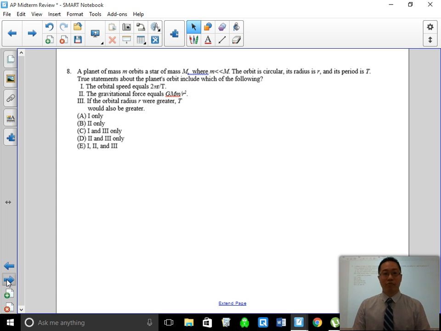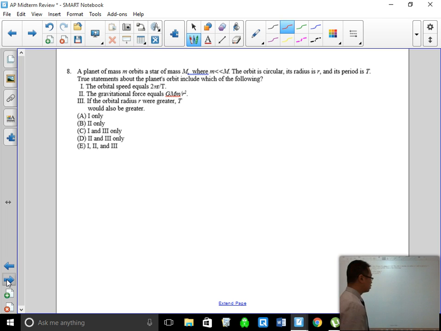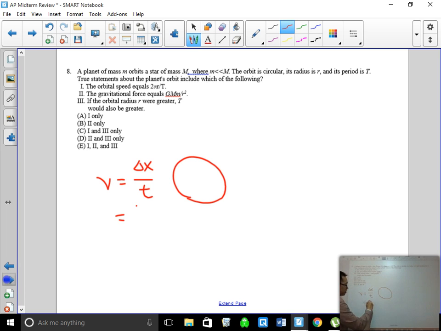A planet of mass m orbits a star, and if the orbit is circular with a radius r and period of T, which of the following is basically true? Okay, so if they're asking us in choice 1 what's the speed of the orbit, assuming it's circular of course, we know that speed is equal to distance over time, but the distance around a circle is called the circumference. So that's equal to 2 pi r over the period. So choice 1 is okay.